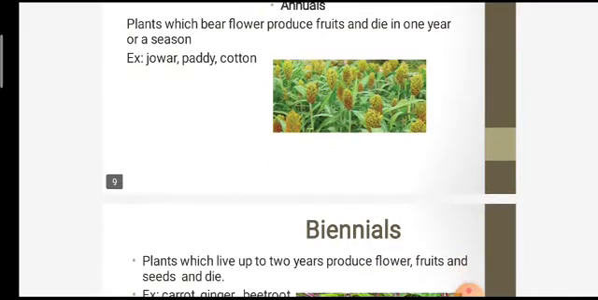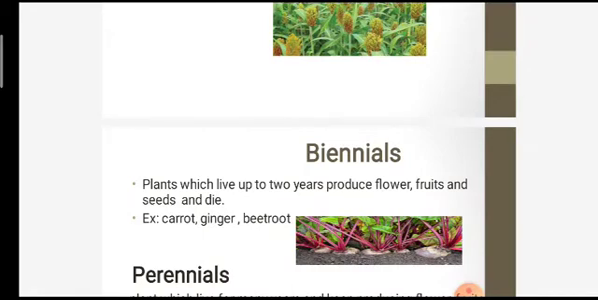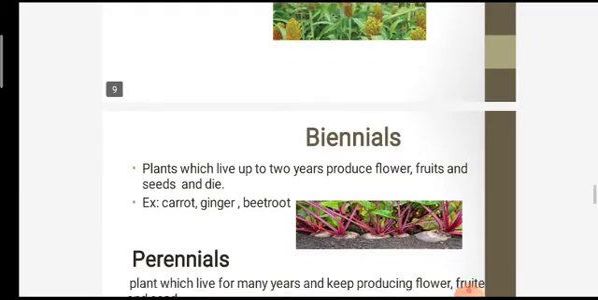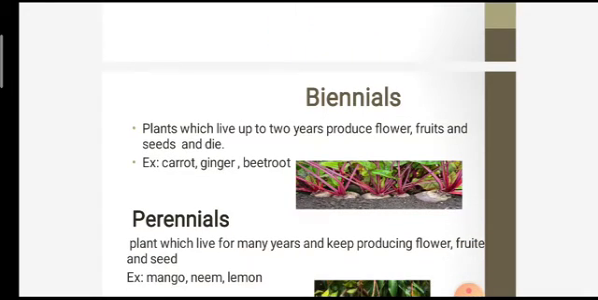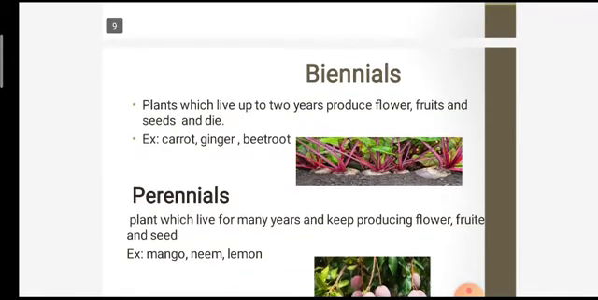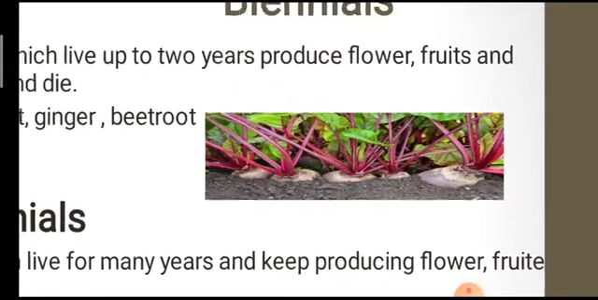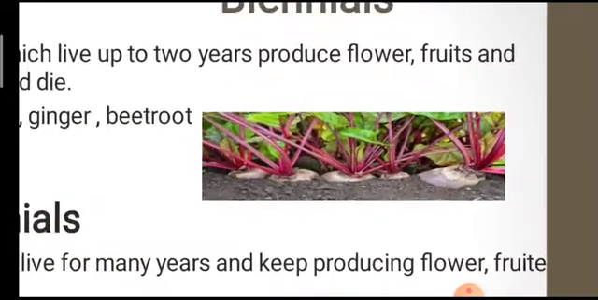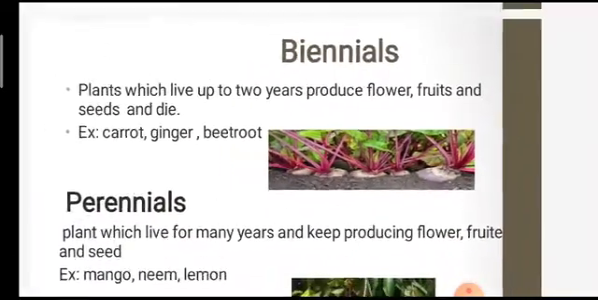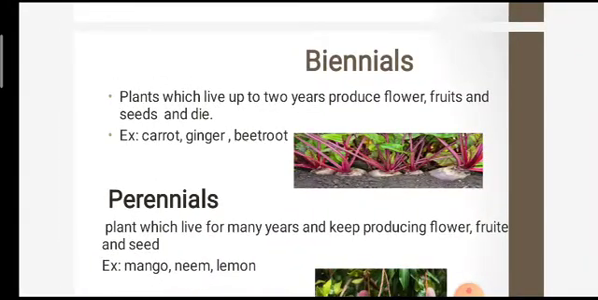Then next is biennials. Biennials are plants which live up to 2 years, produce fruits, flowers and seeds and die. For 2 years they will live, they produce fruits, flowers and die. An example is beetroot. In this picture you can see the beetroot plant. This beetroot plant lives for 2 years. It produces flowers and fruit.